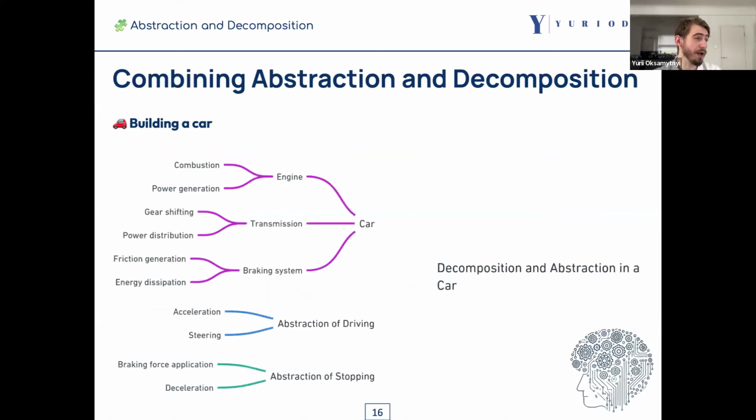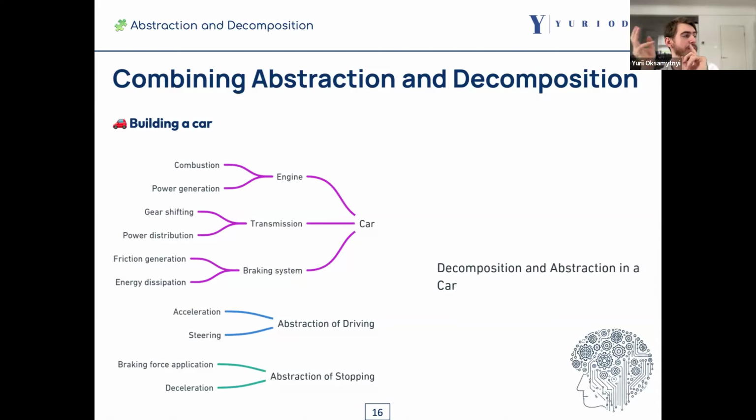Now let's see how we can combine abstraction and decomposition. I have prepared two examples. The first example would be building a car. We are combining abstraction and decomposition in the following way. First of all, we are decomposing the car into the next elements of the car: engine, transmission, braking system. We know that each of them can be decomposed even more.